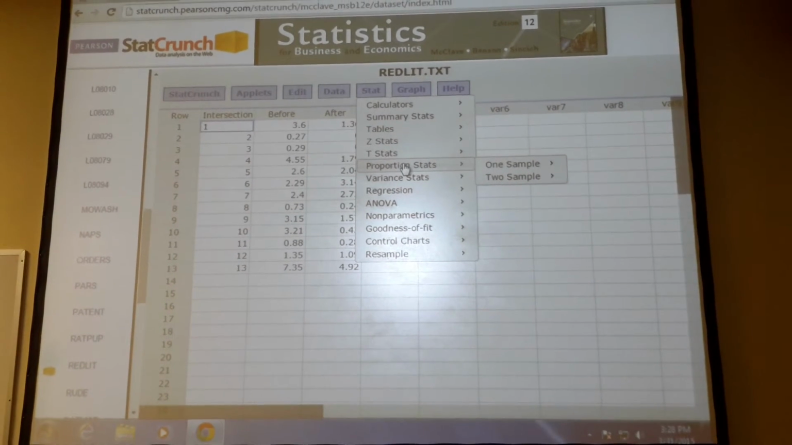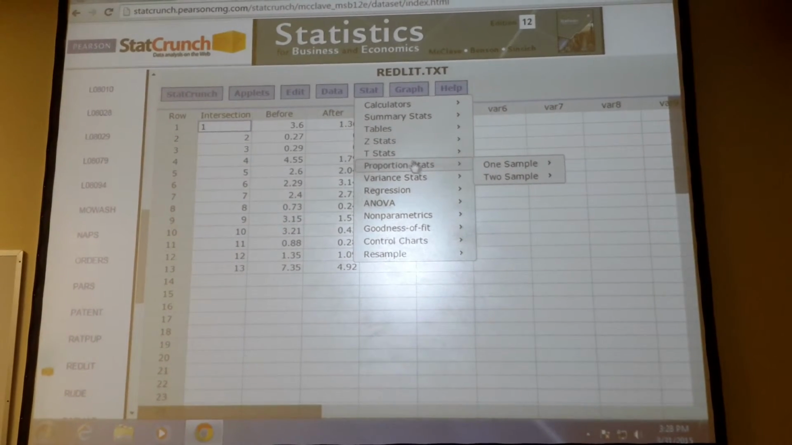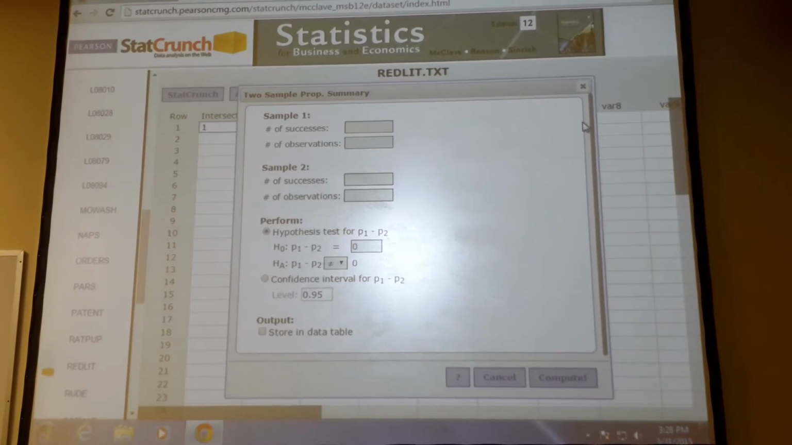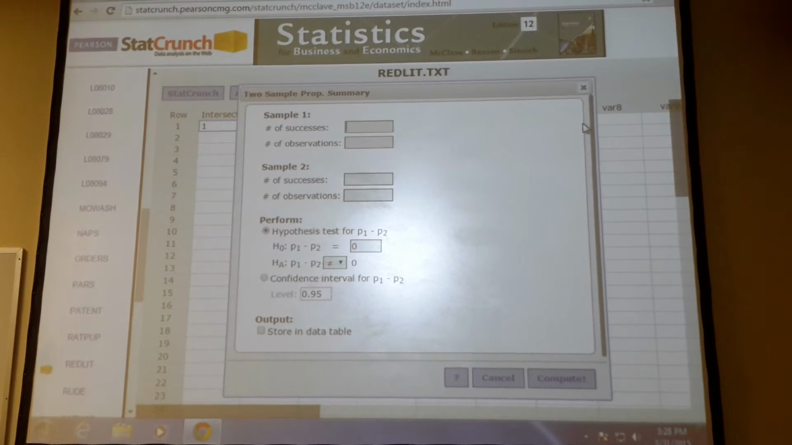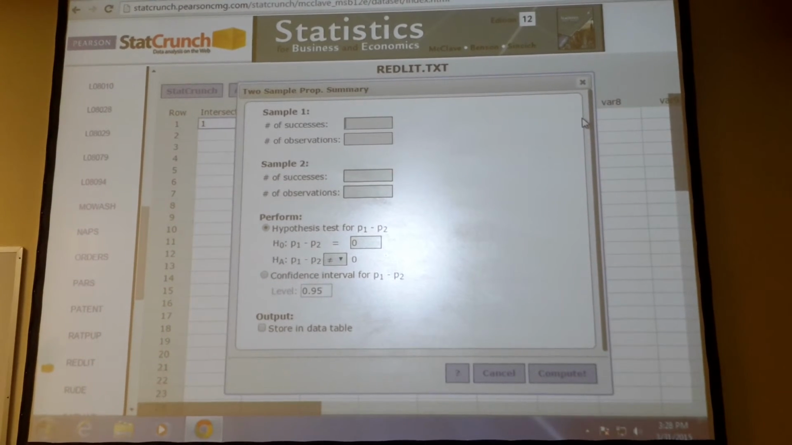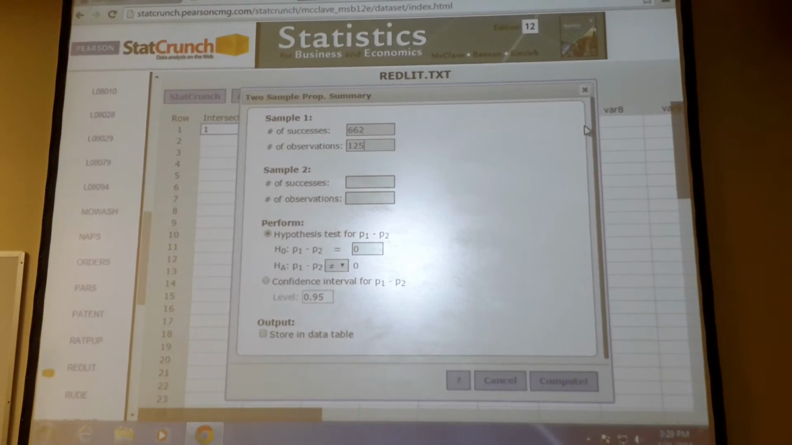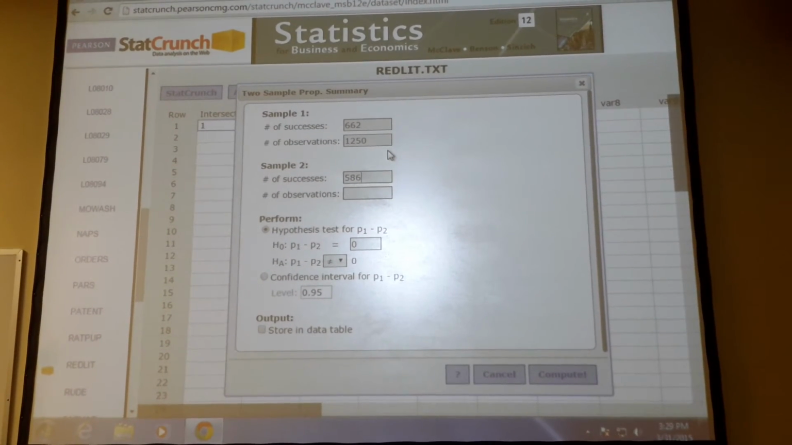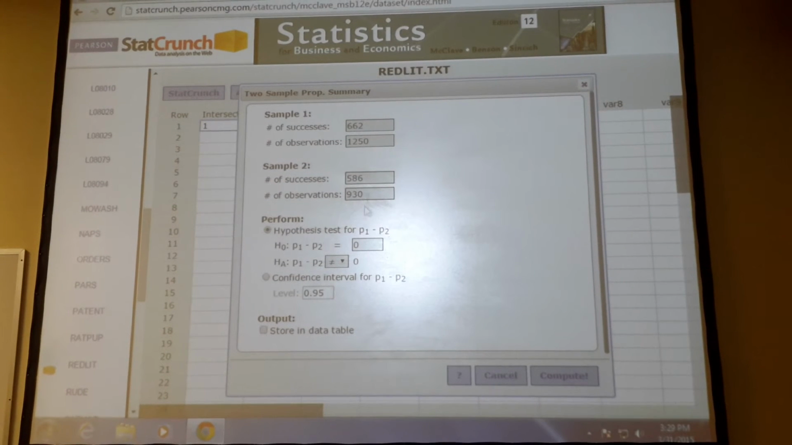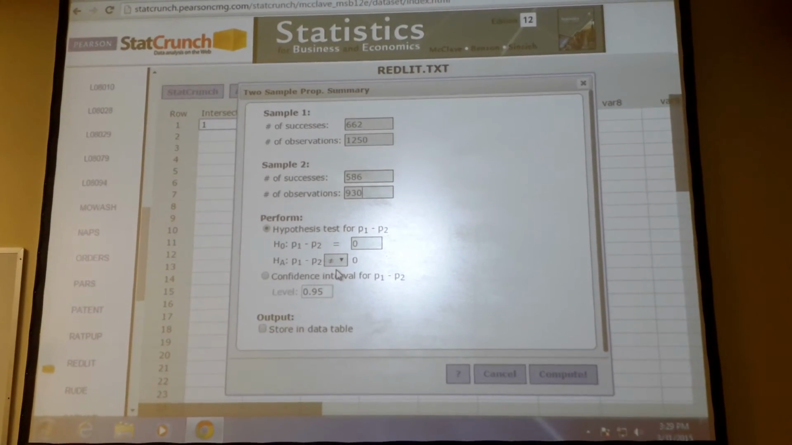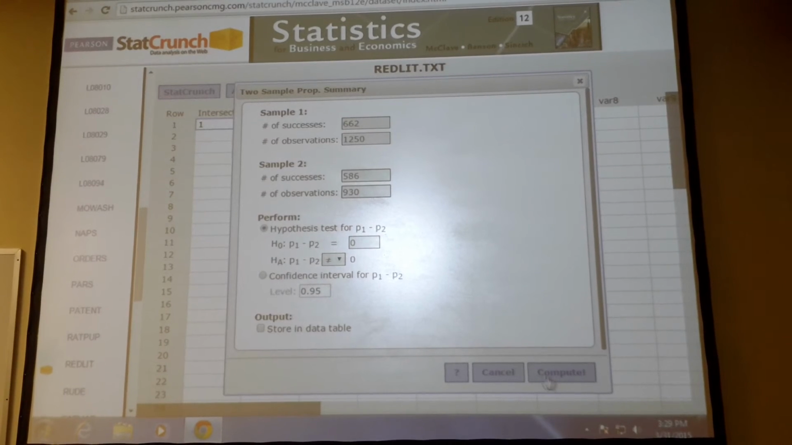Well, this is a categorical variable. What food do you like? So we go to proportion stats, 2 sample. Now we just have summary information, and we'll put in the data from our 2 samples. We had 662 out of 1,250 observations in group 1 for the Democrats, 586 out of 930 Republicans. We're looking at proportions here rather than means, and we're just testing to see if there's a difference. So not equal to is fine for our hypothesis.